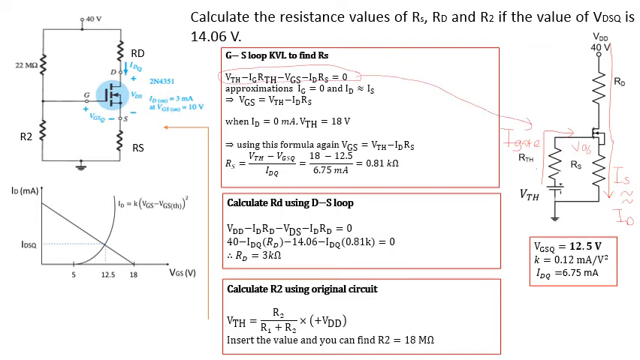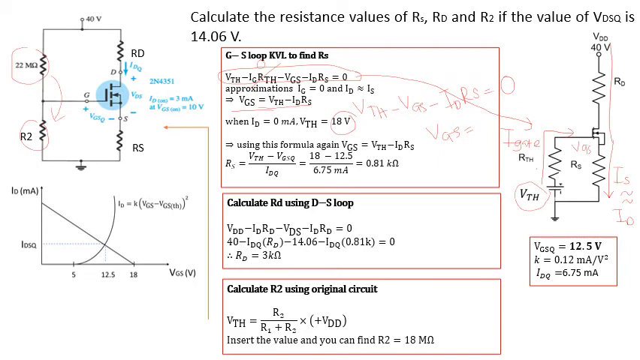So, when IG is equal to 0, you can rearrange: VTH minus VGS minus IDRS equals 0. And then the VGS equals this. Now we want to know the value of VTH, because from the simplified circuit we cannot calculate the VTH, because we don't know the value of R2. The RTH and VTH, we don't even know the value.